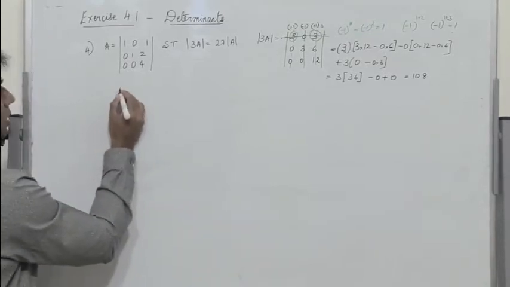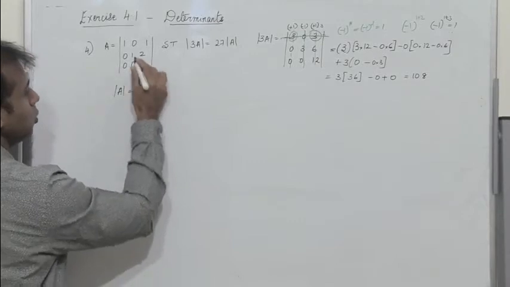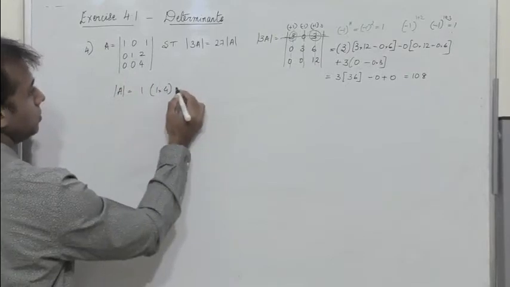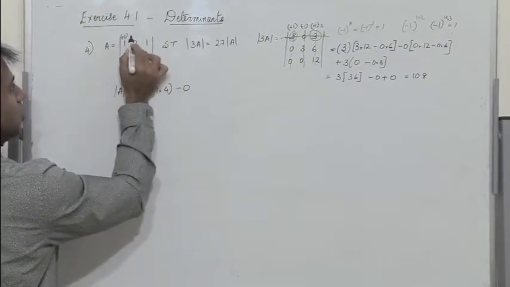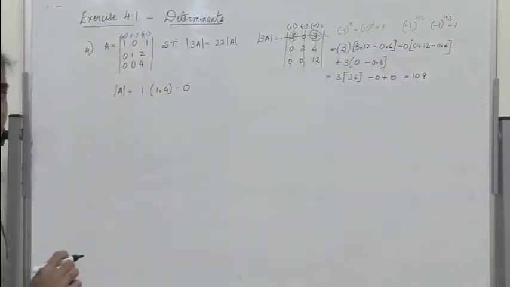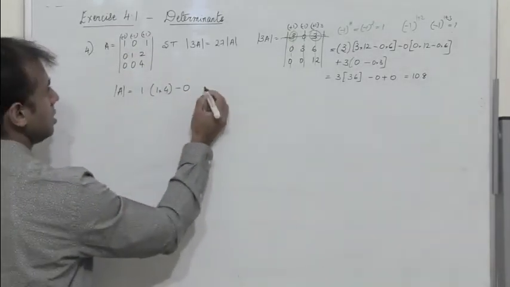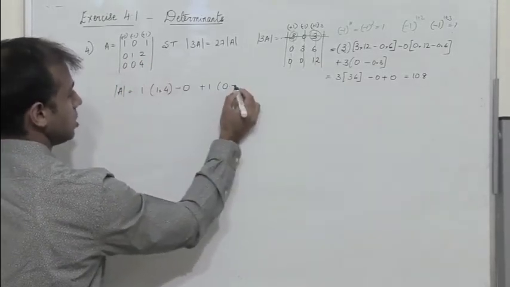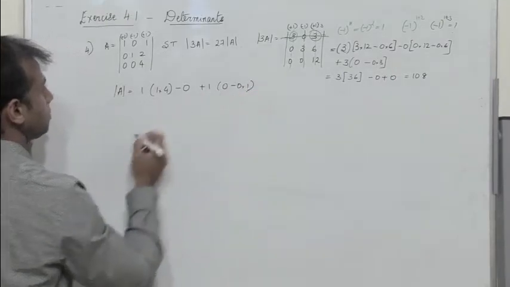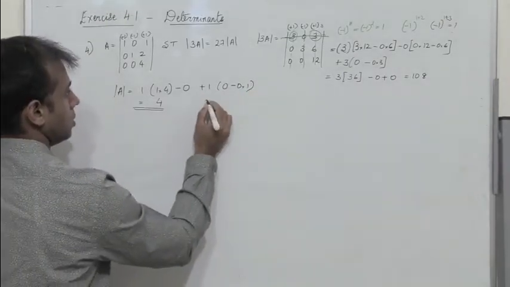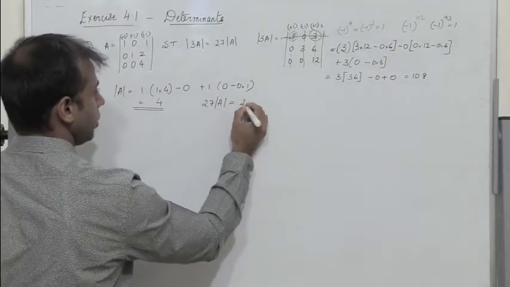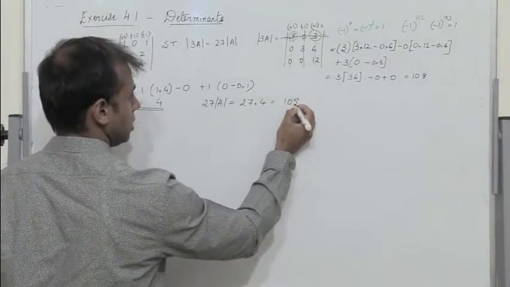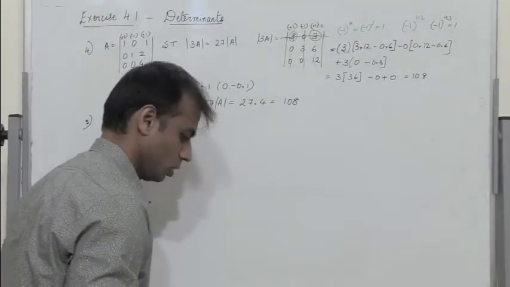Determinant A. So determinant A is 1 into 4 minus 0 minus 0. So I have plus 1 minus 1 plus 1. So let me write it on top so that it becomes easier. Minus 0 plus 1 into 0 minus 0 into 1. So 27 into determinant A is 27 into 4, which gives us 108. Move on to the next problem, 5.